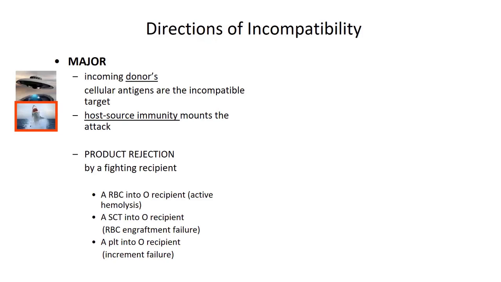This cartoon here is showing in an egocentric way the mnemonic convention for major incompatibility. Major incompatibility is about the host having the immune firepower against an incoming alien donor material. So this is all about rejecting a product. The O person who rejects the A mismatched red cell transfusion and culminates in fulminant hemolysis, the A stem cell graft in the O recipient, the A platelet into the O recipient having increment failure.